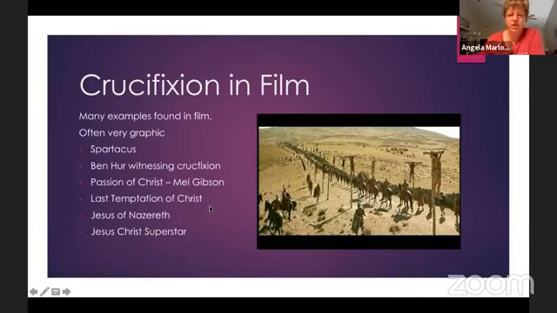I hope you've enjoyed learning more about the Passion story here in this season of Lent, and how it's been depicted throughout centuries in art, and then more recently in film. That comes to the end of our time. I can stop share. And I hope you've enjoyed it and learned a little bit about art and crucifixion, and especially things that we can keep in mind in going through this Lenten season.